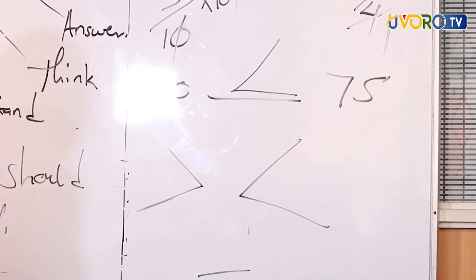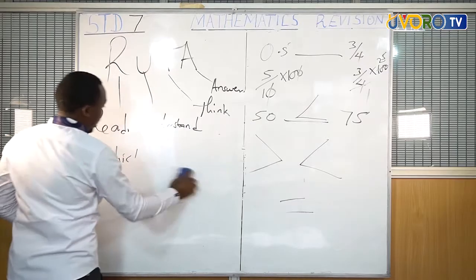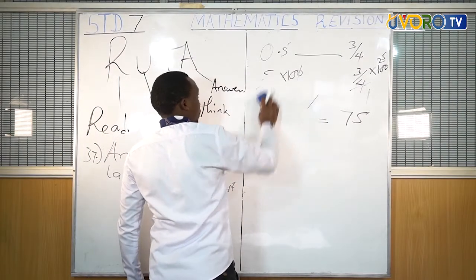We go to question number 37. We are approaching the end of our revision for today. Question number 37: arrange from largest to smallest.